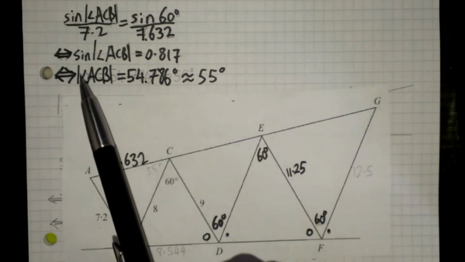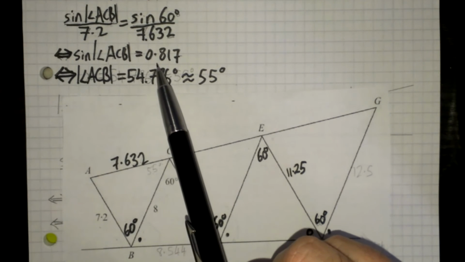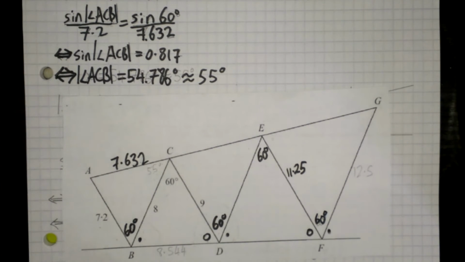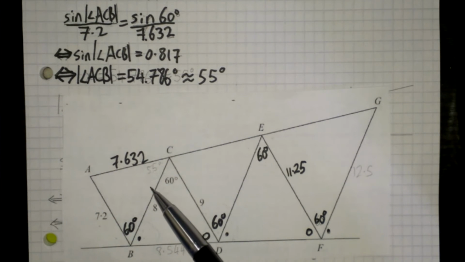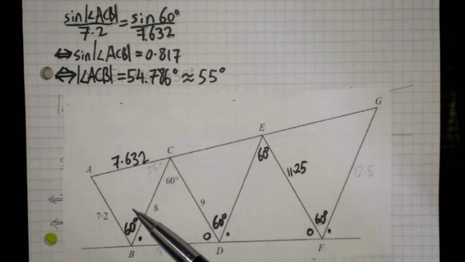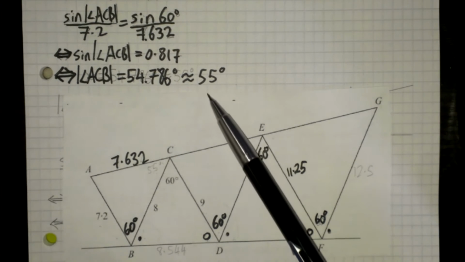Of course, when you undo this sine operation, when you take the inverse sine of 0.817, you should get two angles because sine of an angle is going to be 0.817 at two different angles. So this angle here could be 55 degrees or it could be 125 degrees. But we can rule out the 125 degrees because we know if this was 125 degrees, then this angle plus this angle is 185, which is more than the maximum angle that you can have in a triangle because all the angles have to add up to 180 degrees. So we can rule out the 125 degrees and that just leaves us with 55.